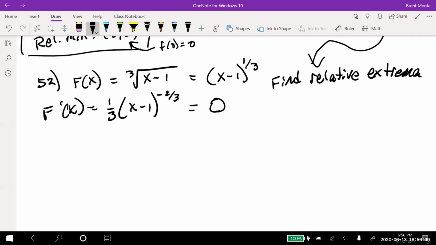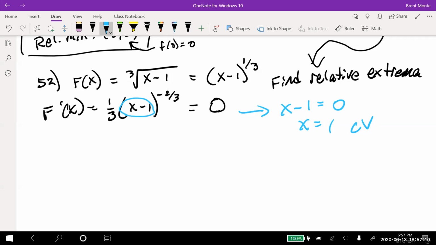If all of this stuff is being multiplied together and it has powers and everything else, the only way this can be 0 is if the stuff inside is equal to 0. I know immediately I can just say, oh, x minus 1 equals 0, x equals 1. That's my only critical value. And I'll show you why that's the case.